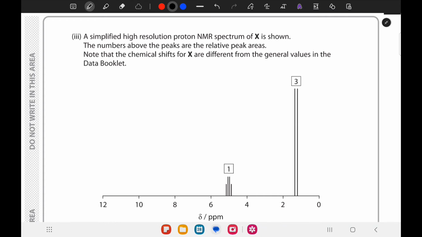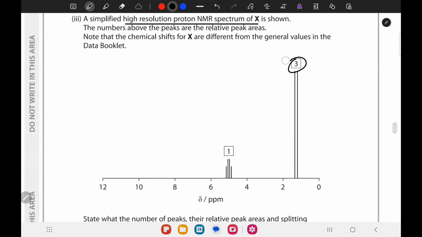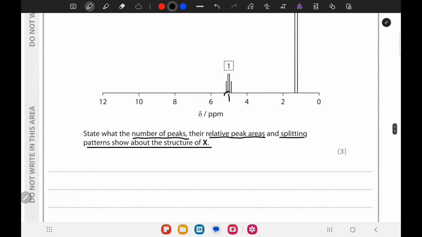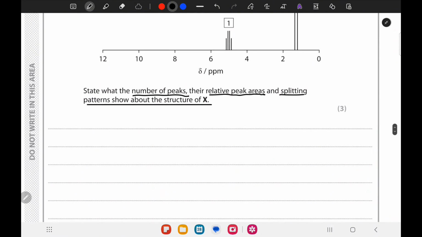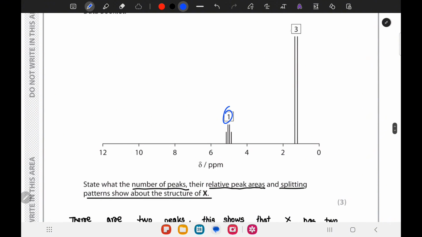Now for part 3, we are given a high resolution NMR of X, where the numbers over here are the relative peak area. We have to state what the number of peaks, their relative peak areas, and splitting pattern show about structure X. We have only 2 peaks over here. So from this we can understand that there are only 2 environments that the protons or the hydrogens are in. Now we'll talk about what the relative peak areas show. It shows that the ratio of hydrogen is 1 to 3.